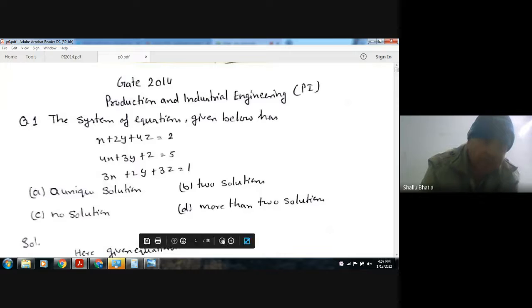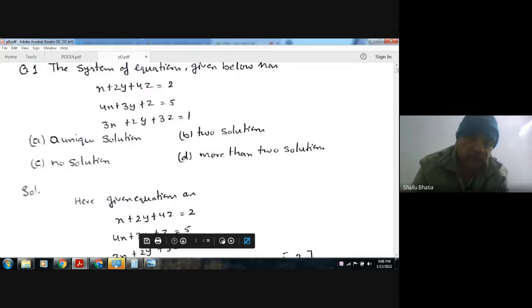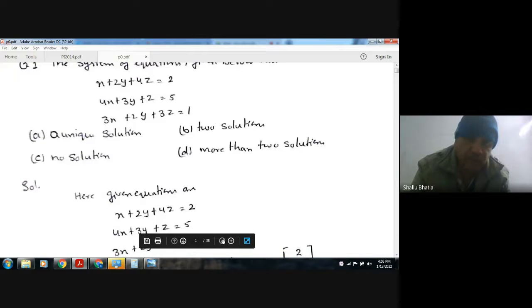Starting with the first question. The first question is: the system of equations given below has... The equations are x plus 2y plus 4z is equal to 2. Second equation, 4x plus 3y plus z is equal to 5. Third equation, 3x plus 2y plus 3z is equal to 1. So the options are A, unique solution; B, two solutions; C, no solution; and D, more than two solutions.